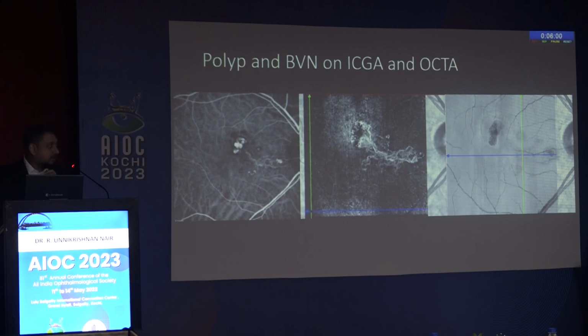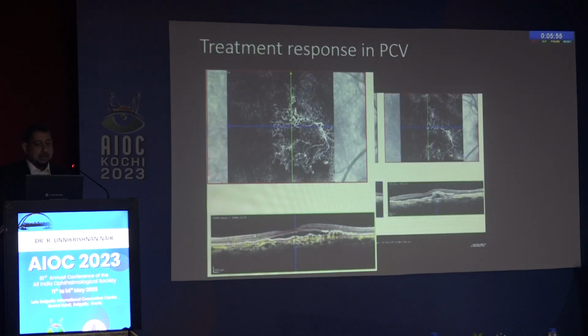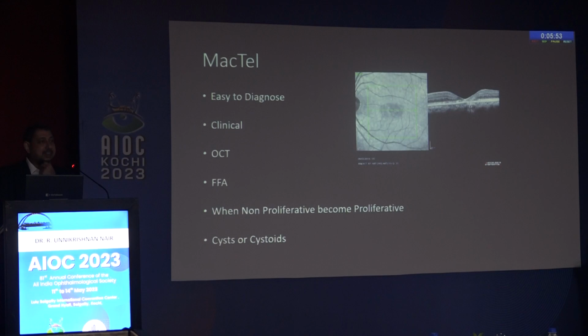So you get indirect evidence of a PCV on OCTA. Sometimes you don't get the direct evidence, and this is an example of it. So MACTEL is the next condition.